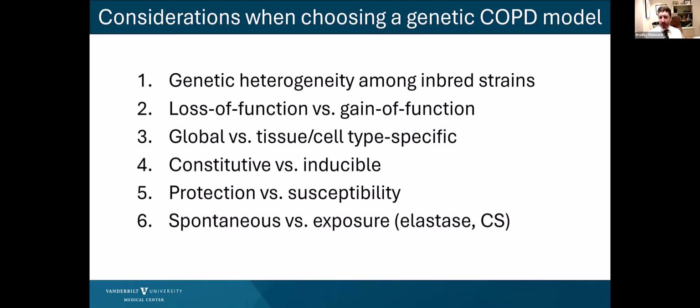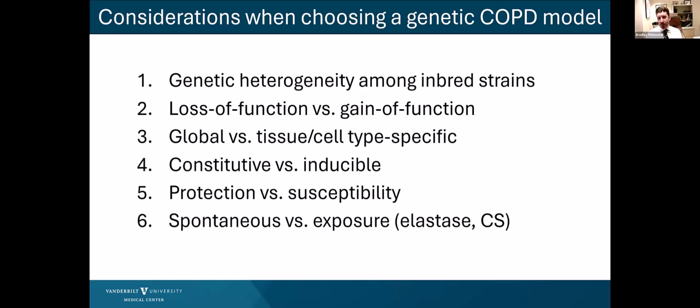And so if you're going to be combining your model with something like cigarette smoke, it's important to remember that strain susceptibility can differ to things like cigarette smoke. In fact, there are some strains that have naturally occurring mutations that have been mapped to things like alpha-1 antitrypsin. So it's really important to think about what background you're going to use.